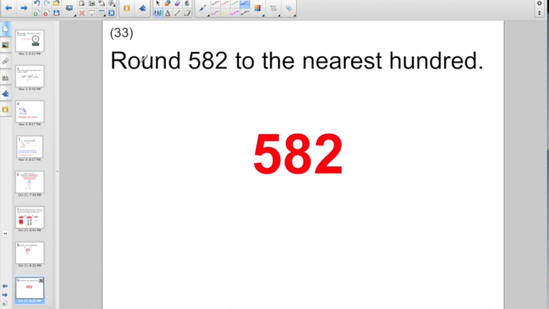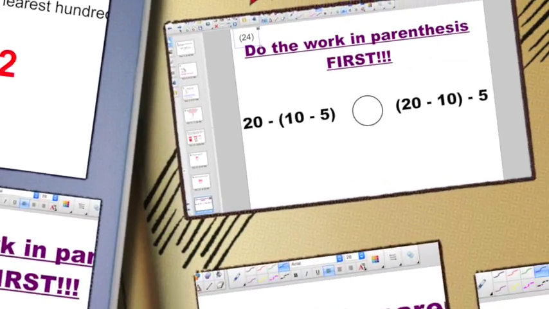We're going to do this one again, only this time with the nearest hundreds. 582. 5 is the digit in the hundred spot. Look to the neighbor to the right. Hey, the neighbor this time is more than 5, so I'm going to change 5 into 6. Everything else is zeros. 582 is closest to 600.